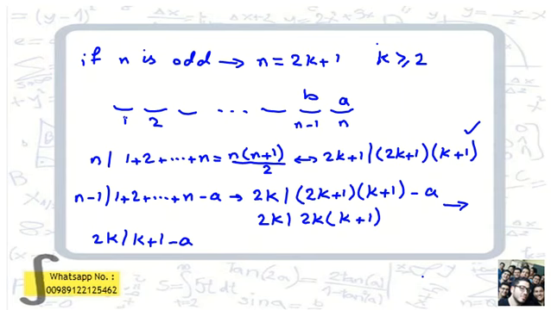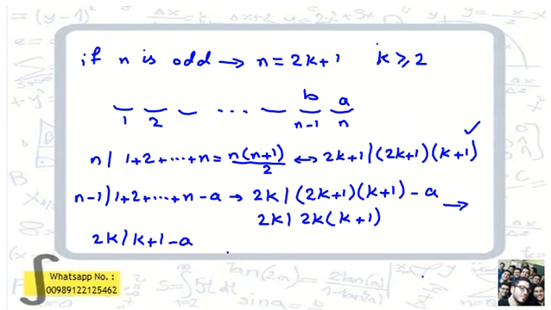Now let's check for the first n minus 1 elements. We know that n minus 1 must divide, from the condition of the problem, the sum 1 to n minus a, the sum of these n minus 1 elements. So n minus 1 equals 2k. Since n equals 2k plus 1, 2k divides (2k plus 1) times (k plus 1) minus a. And we know that 2k divides 2k times (k plus 1). So we can cancel these, and we reach: 2k divides k plus 1 minus a.